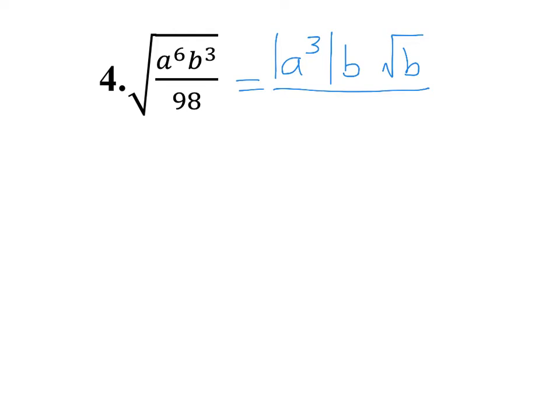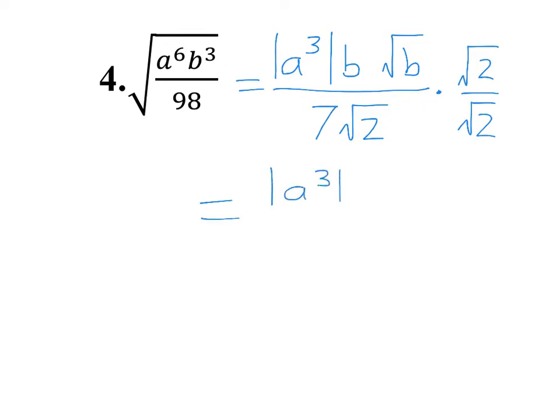All right, what's the square root of 98? Well, 98 is 49 times 2. So the square root of 98 is 7 radical 2. And now we just need to multiply top and bottom by radical 2. So we have absolute value of a cubed. We have a b by itself, and then in the radical we have 2b. And then the denominator is 7 times 2, which is 14.